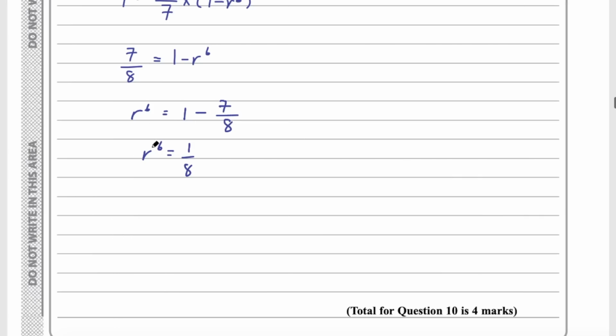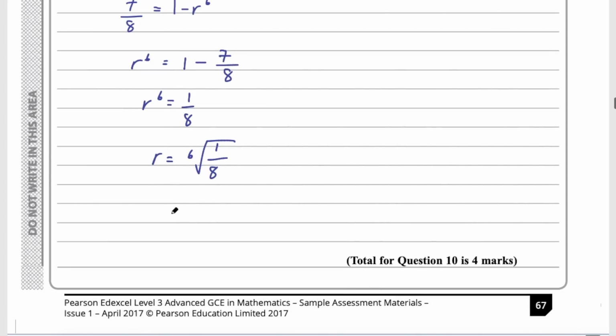And then we need to take the 6th root of the right hand side. So r will equal the 6th root of 1 over 8. And well, the root of 1 is always 1. So really we could write this as 1 over the 6th root of 8. And then we can simplify this a little bit. So if you think of the 6th root of 8, another way to write that is the square root of the cube root of 8. So the cube root of 8 is 2. So 2 times 2 times 2 is 8. So the cube root of 8 is 2. And this can be written as the square root of 2.